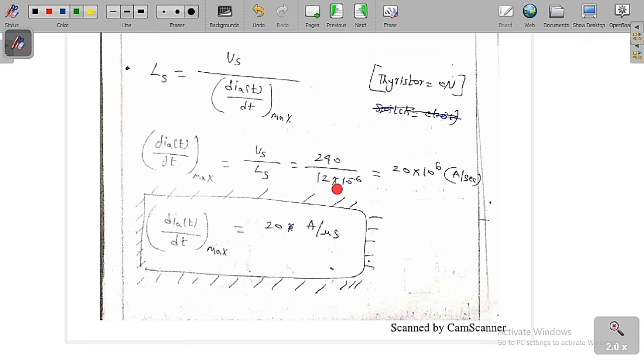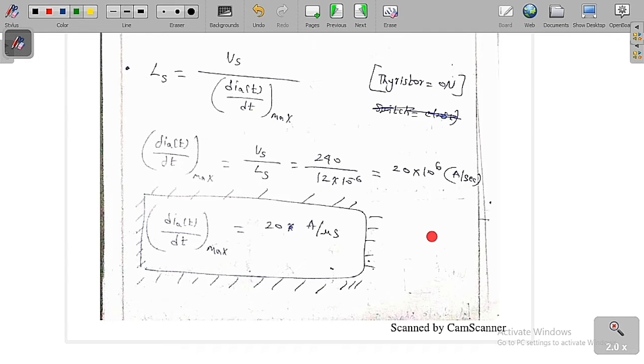So 12 into 10 to the power of minus 6. If you solve this, we are going to get 20 into 10 to the power of 6 ampere per second, because the current unit is ampere and the time unit is second. If I take this 10 to the power of 6 downward, I can write 10 to the power of minus 6 second, which is 1 microsecond. So dIA/dt max is equal to 20 ampere per microsecond, when the thyristor is on and we close the switch at t is equal to 0.